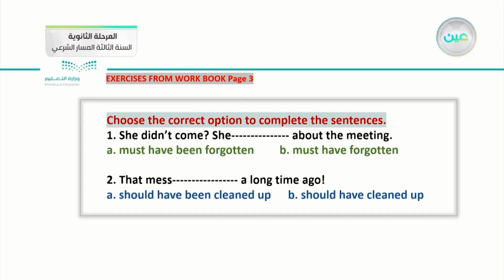Number 1, she didn't come. She space about the meeting. What do you think it is? Must have been forgotten or must have forgotten? Which one talks about her situation? So must have forgotten is the right one, because we already know the subject inside this sentence. But we can use the structure with the passive form.